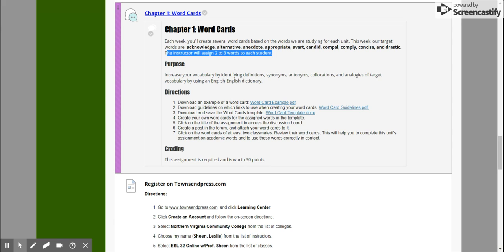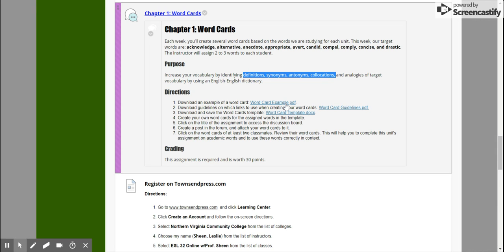Now, you are going to learn how to do all of these things right here, okay? How to identify definitions, synonyms, antonyms, collocations, and analogies, okay, of target words. So, not so much the analogies sometimes, but the first 4 are very important, okay? So, it says download an example of a word card.